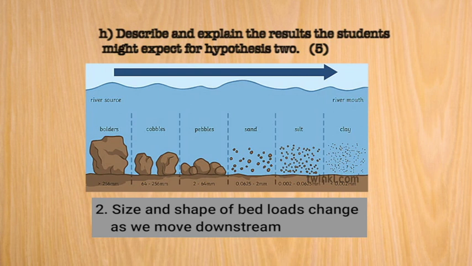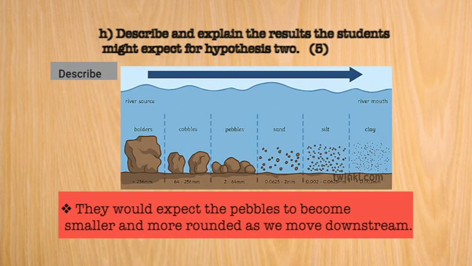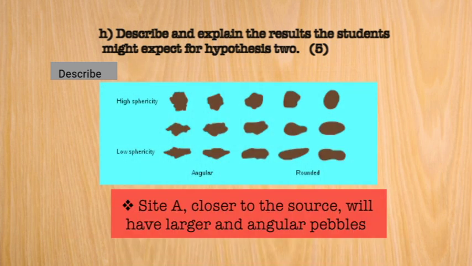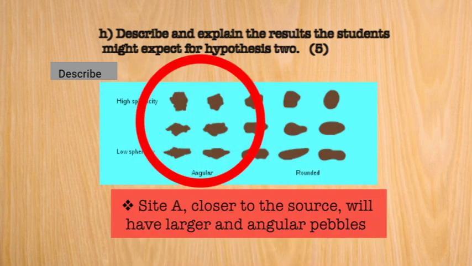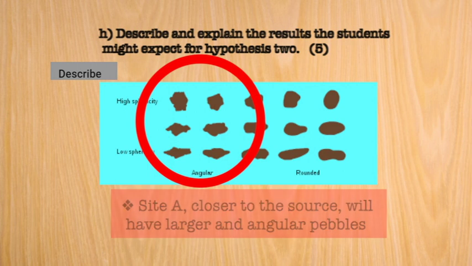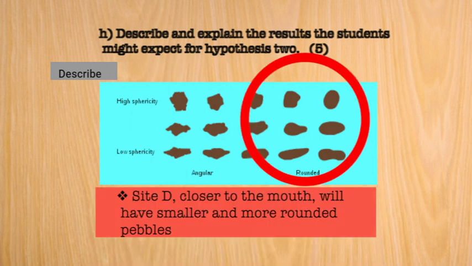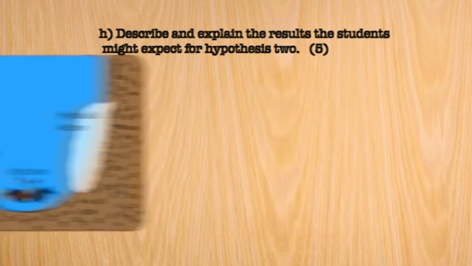Question H. Describe and explain the results the student might expect for the hypothesis 2. Describe. They would expect the pebble to become smaller and more rounded as we move downstream. Site A closer to the source will have larger and angular pebbles. Site D closer to the mouth will have smaller and more rounded pebbles.